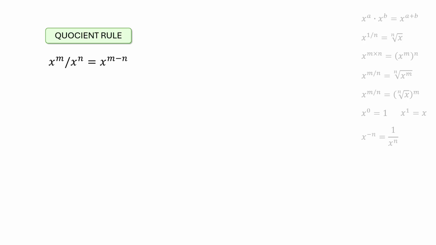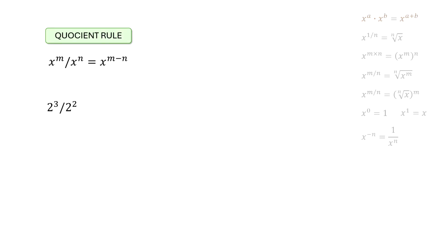This is also a special case of another rule, the product rule. Instead of dividing the two exponents, we can multiply the first with the inverse of the second, which, according to the negative exponent rule, is a negative exponent. Therefore, we are adding a positive power with a negative, which will give a subtraction.